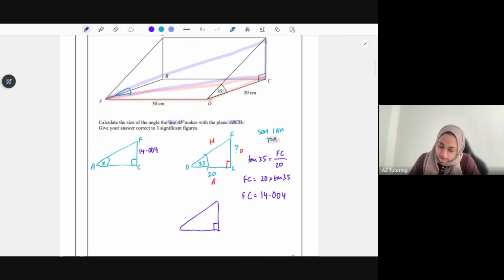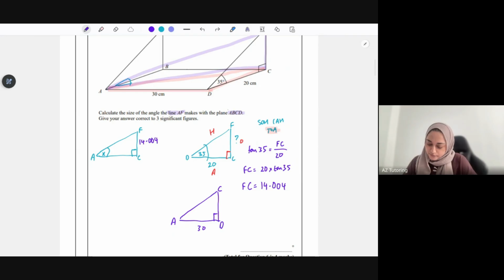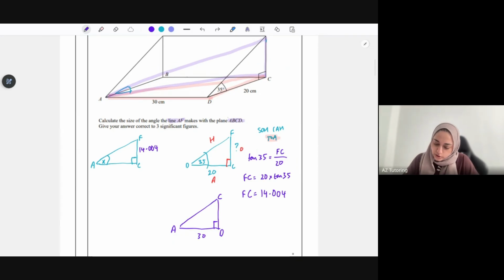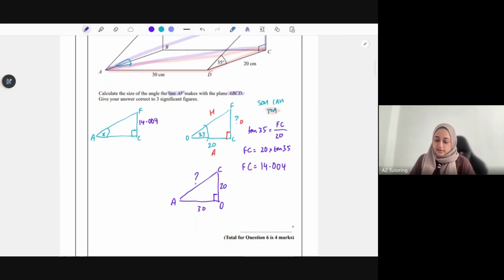Okay, so we've got a right angle there. This is ADC. What do we know? We know AD is 30, so put that on here. Always remember when you're drawing these triangles out to label each corner with the corresponding letter, just to make it that bit easier. So we've got 30 on the bottom. We know this side is 20, and this is what we're trying to find. We're trying to find AC.